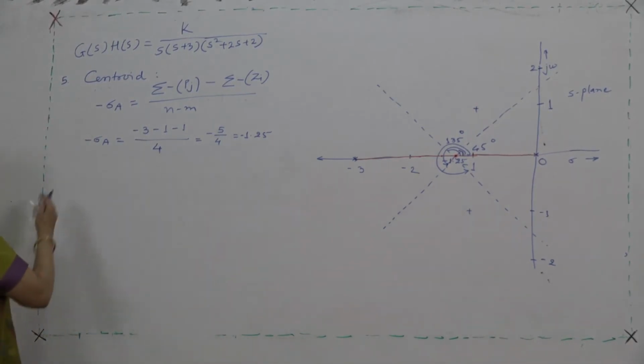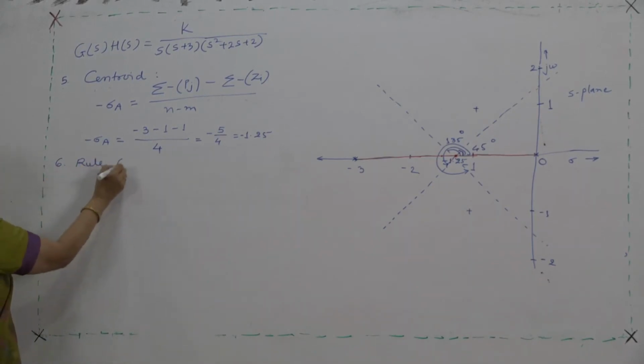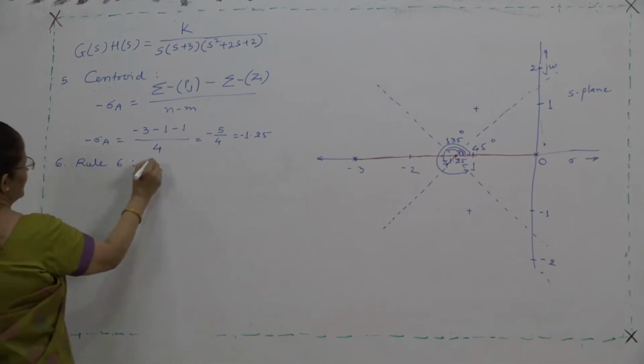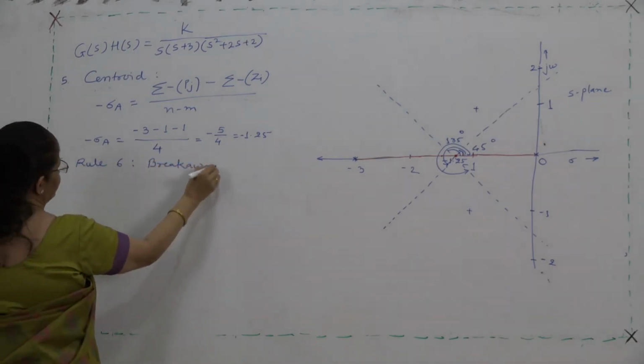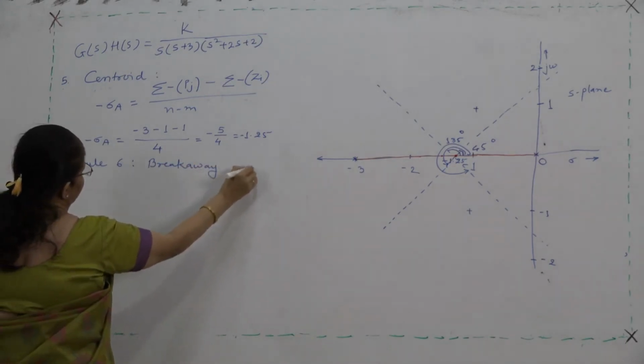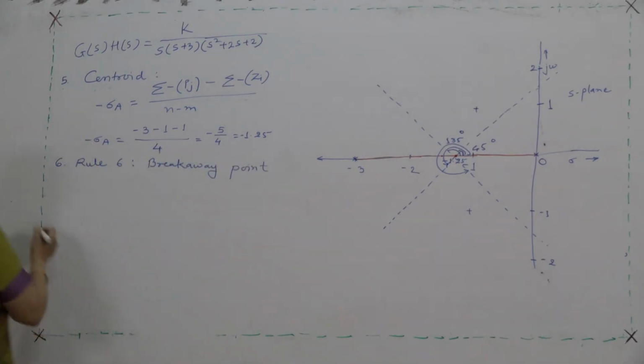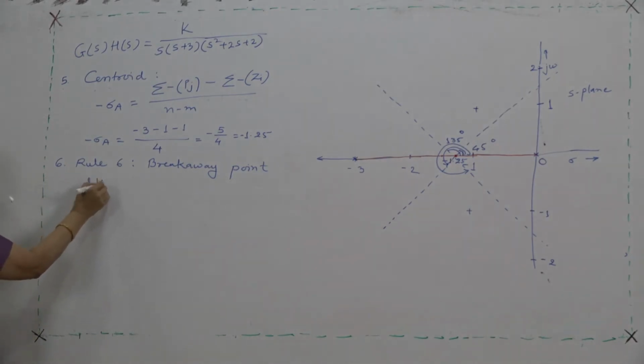Okay. So, next rule number 6, it is for the breakaway point. How are we deciding the breakaway point? What does this rule say? The rule says that the derivative of k with respect to s should be equal to 0. dk by ds is equal to 0.